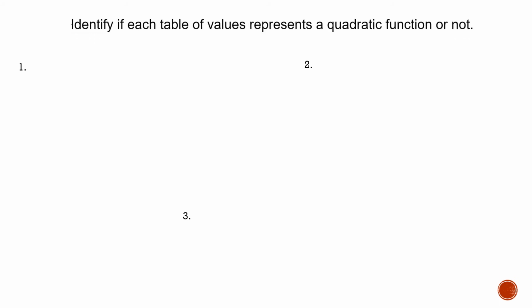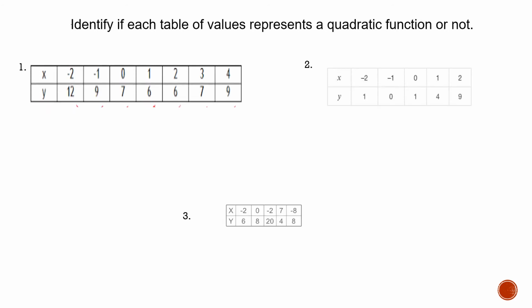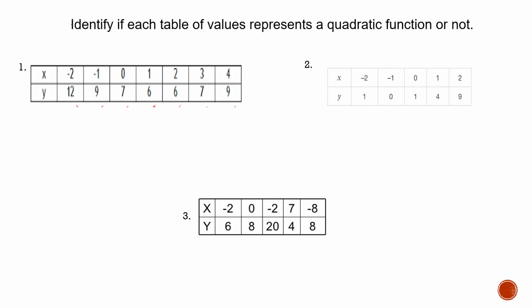Okay, so let's try to answer this. Identify if each table of values represents a quadratic function or not. Remember that in order to say that a table of values represents a quadratic function, it must produce equal differences in x and equal second differences in y.